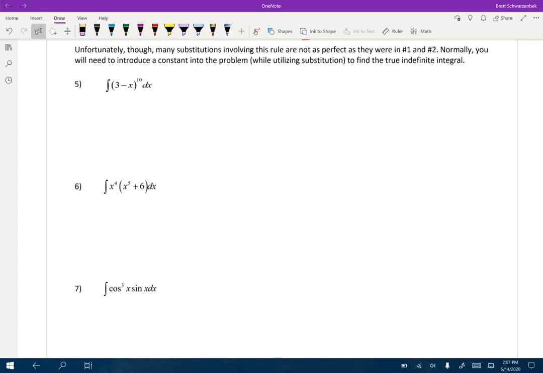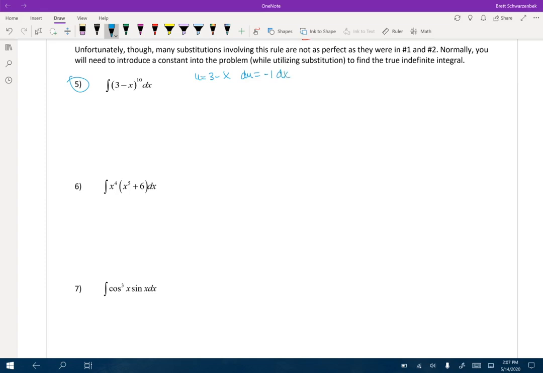Okay, so let's take a peek at the next one. So again, what appears to be the perfect inner function? It appears to be 3 minus x. So for argument's sake, let's say we did du is equal to the derivative of 3 minus x, which is 0 minus 1, which is negative 1, and then dx.